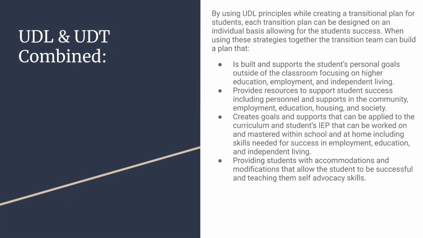So how exactly do UDL and UDT work together? By using UDL principles while creating a transitional plan for students, each transition plan can be designed on an individual basis, allowing for the student's success. When using these strategies together, the transition team can build a plan that supports the student's personal goals outside of the classroom, focusing on higher education, employment, and independent living. They provide resources to support student success, including personnel and supports in the community, employment, education, housing, and society.